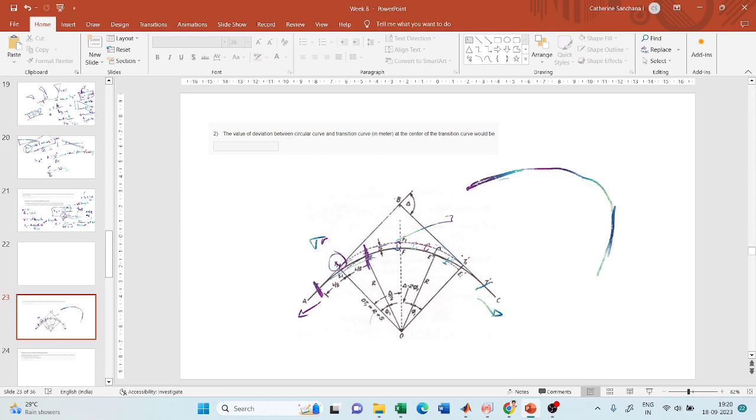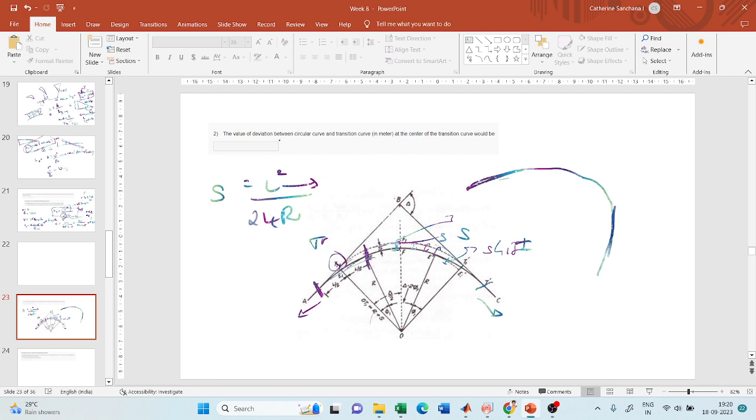This shift is called deviation or shifting of the horizontal curve. They have asked you to find out this shift. How will you find out the shift? The value of this shift is also an empirical formula. So if you take this distance shift as S, S is equal to L square divided by 24R, where L is nothing but the length of the transition curve.